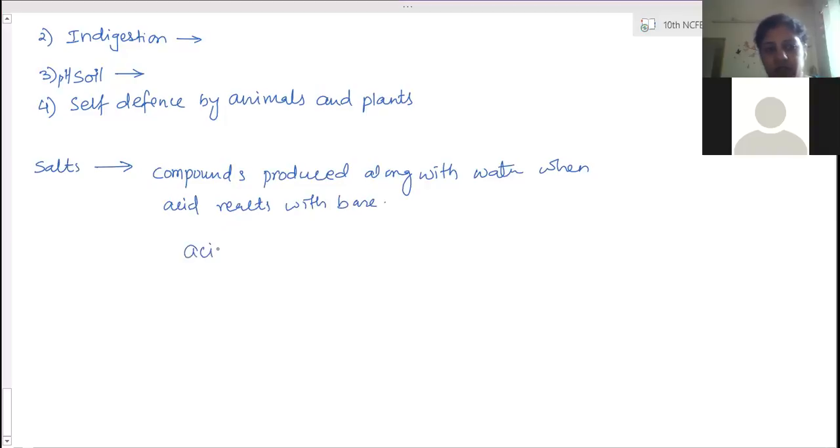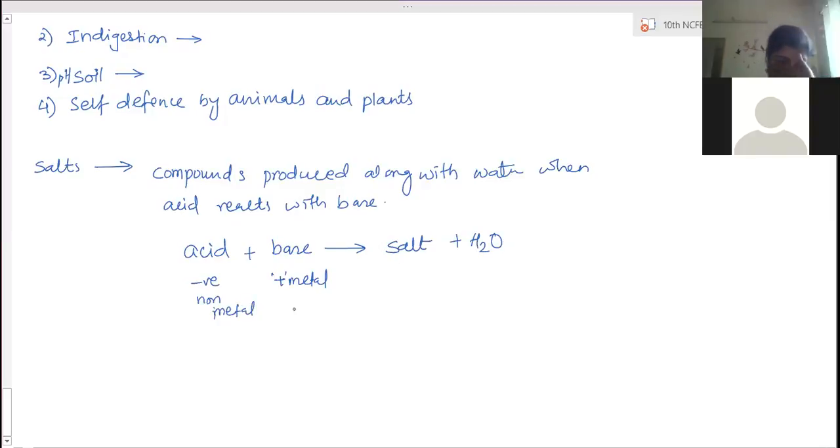So any acid reacts with any base, it will form salt and water. From the acid, the negative ion will come, and the positive metal ion and negative non-metal ion combine to form salts. Okay. So these are the salts. There are different salts depending on which acid is present in that salt. The name of the salt will come accordingly.